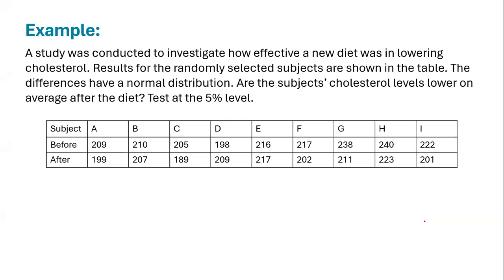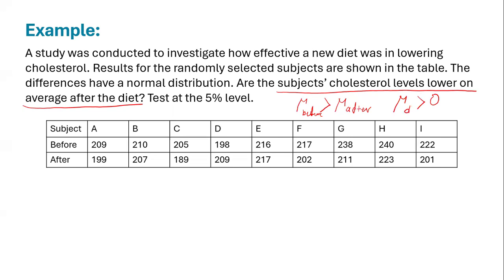Okay, so we use this claim to write the null and alternative hypothesis. And that says the mean of after must be less than the mean of before. And that tells me the mean of difference, which is before minus after, must be greater than 0.